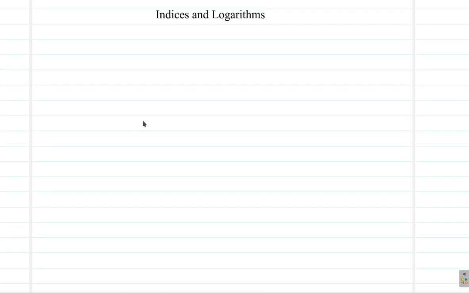Indices and logarithms. Now, in previous videos, we looked at indices. Alright? Now we're going to look at logarithms. I don't just call it logarithms because we're going to see how it is related to indices. So this is indices and logarithms. We're adding logarithms to what we learned so far about indices.